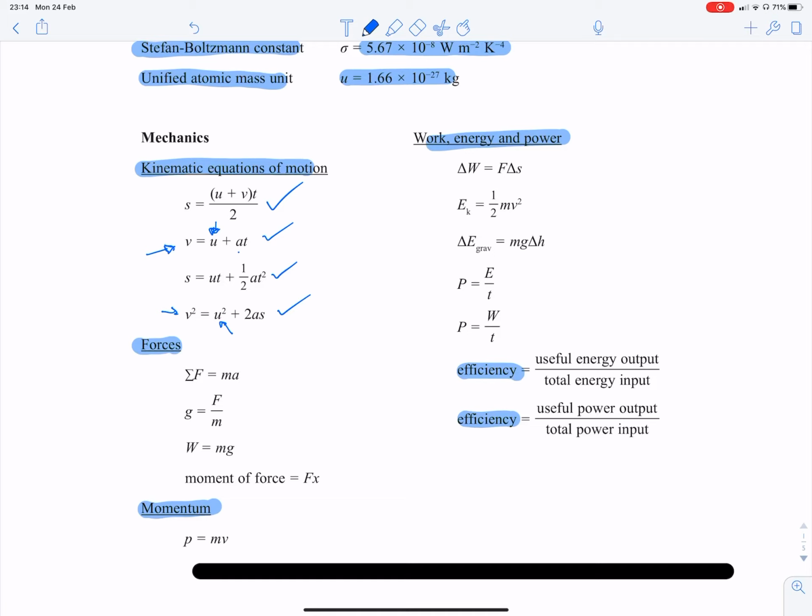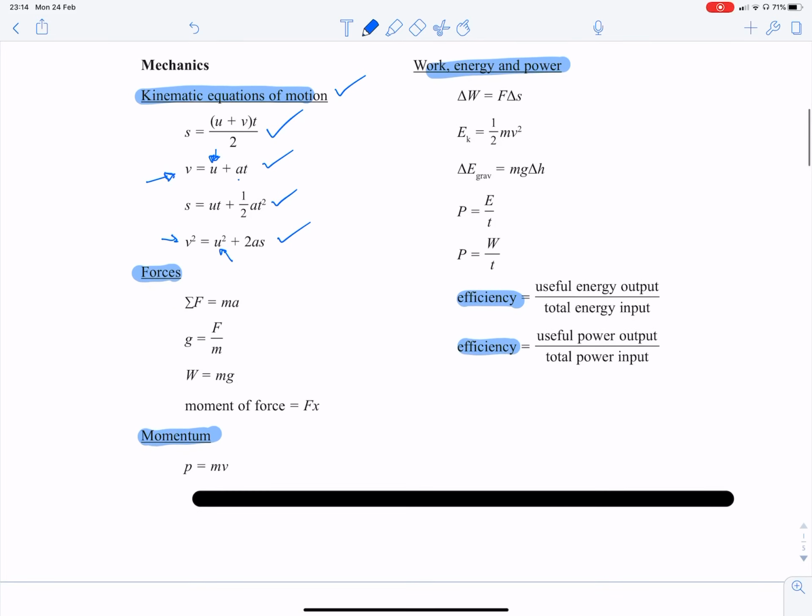So these are kinematic equations. And so these equations are for objects where we do not consider the force being applied. Then we have equations for forces, where the sum of the forces, or the resultant force, is actually mass times acceleration. This is also called Newton's second law of motion.